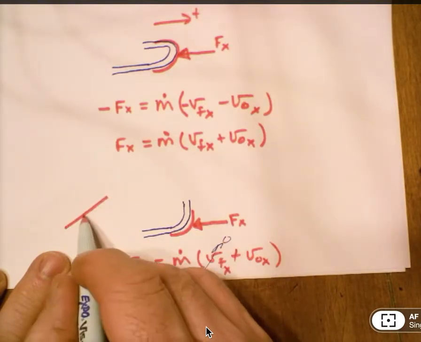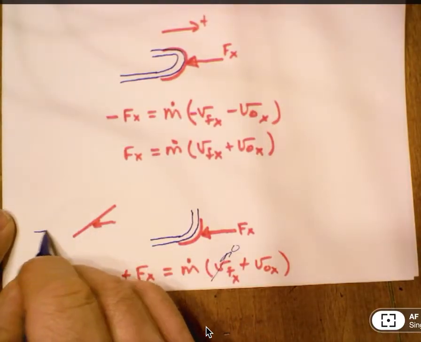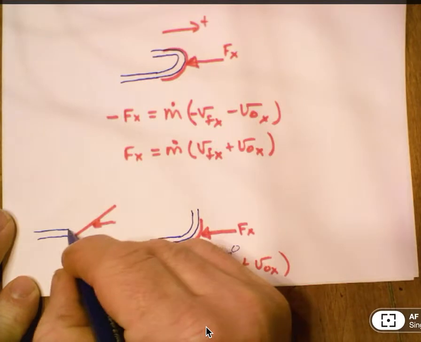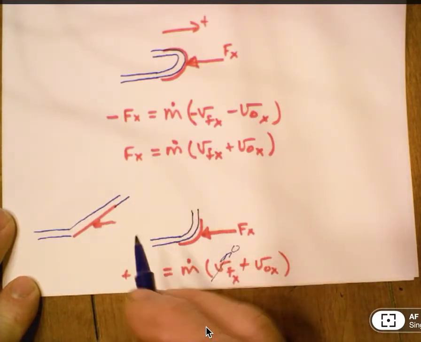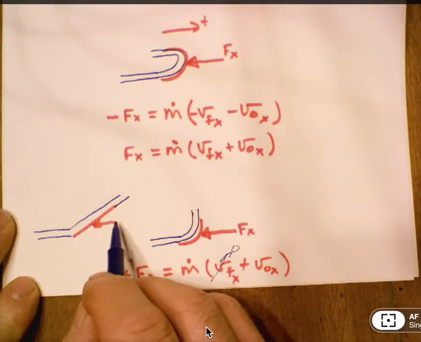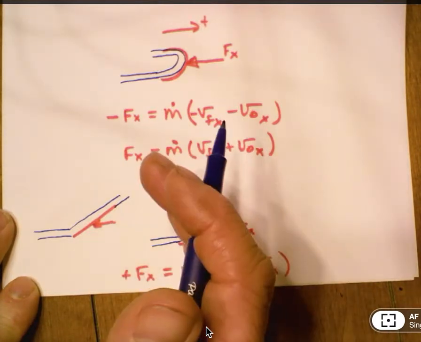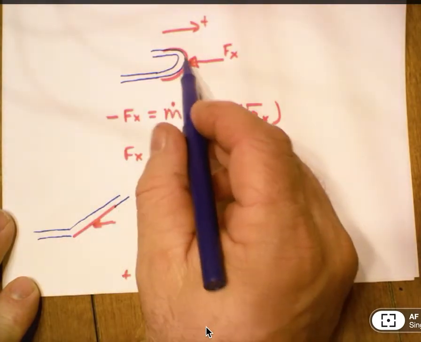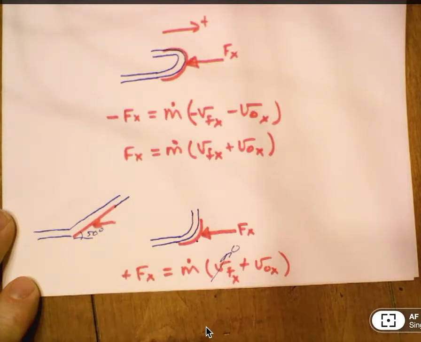I've seen vanes that look like this, where the initial velocity in the X coming in was to the right, and the final velocity in the X is to the right. This is going to require even less force than this, which turned it a full 90 degrees, and this, which turned it a full 180 degrees. Maybe this is only turning it 50 degrees, and so on.